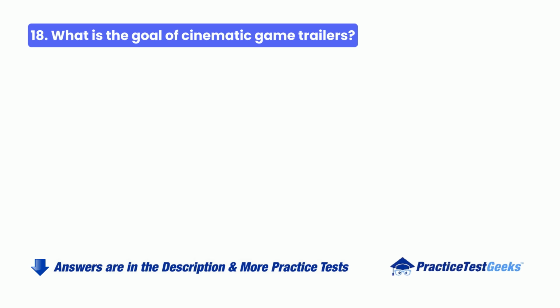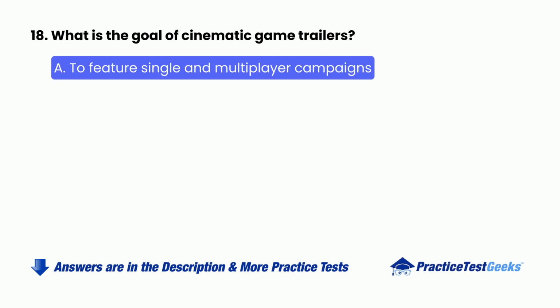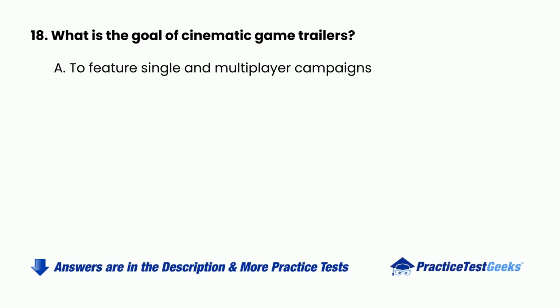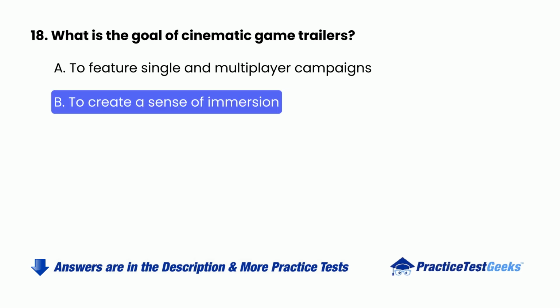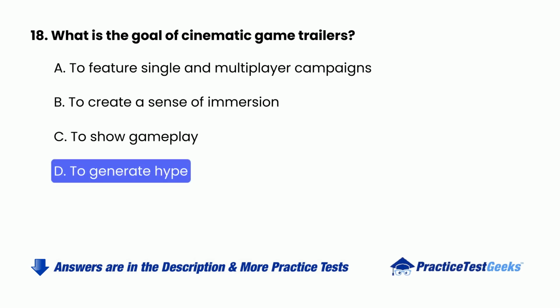18. What is the goal of cinematic game trailers? A. To feature single and multiplayer campaigns. B. To create a sense of immersion. C. To show gameplay. D. To generate hype.